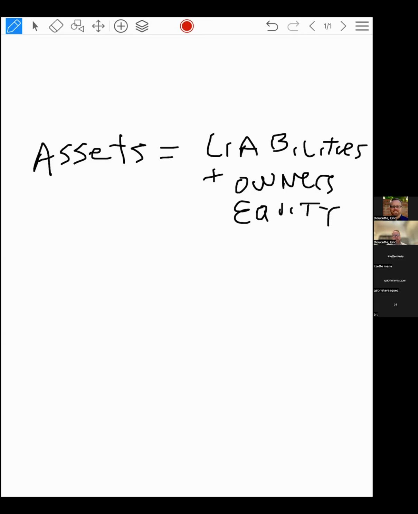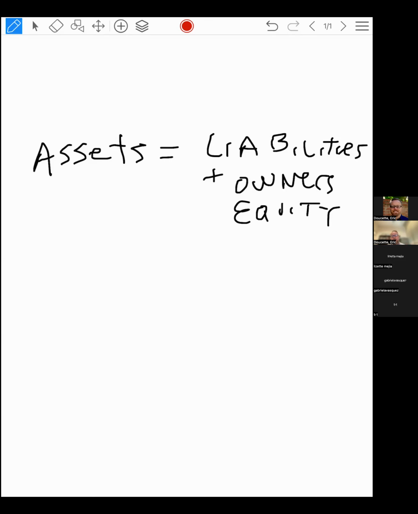So there's no change. You've changed it in one category, but you've also added it in another category. However, if you pay money out to pay salaries, well, then your liabilities are going to go down, and so is your cash. And so those two things kind of go in tandem.